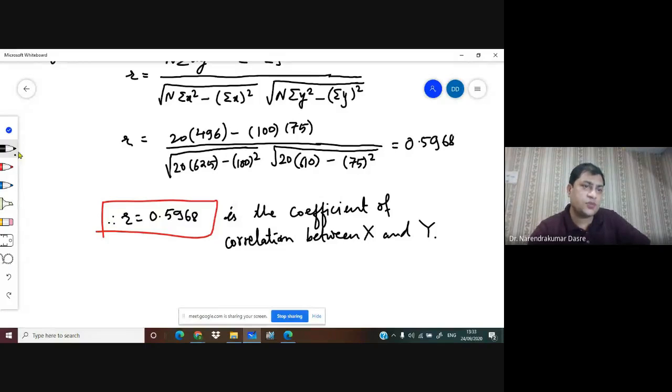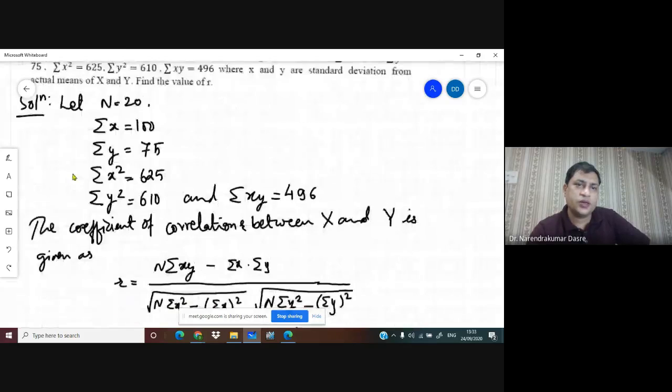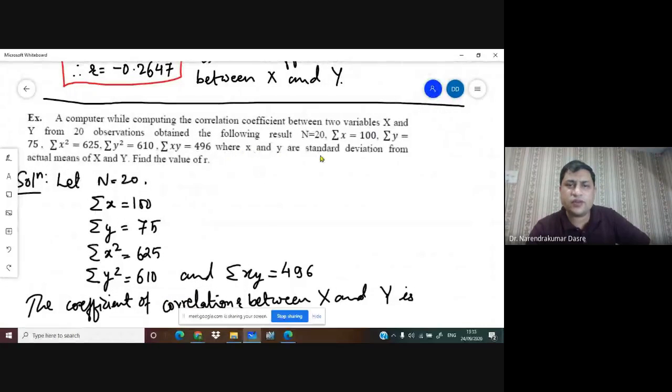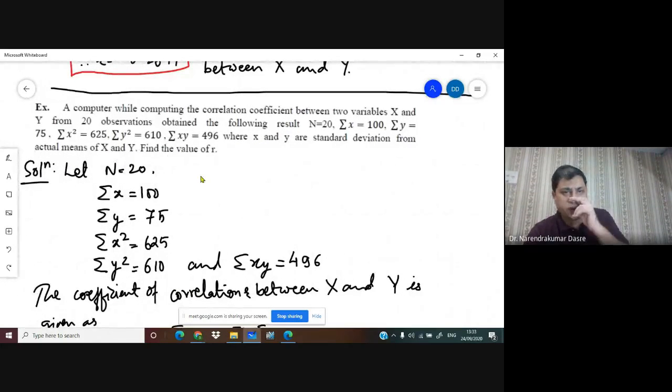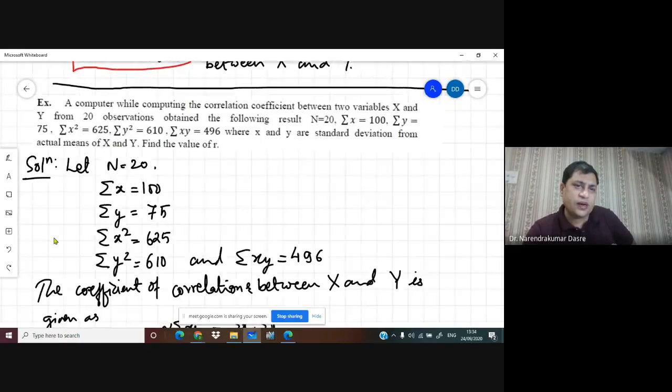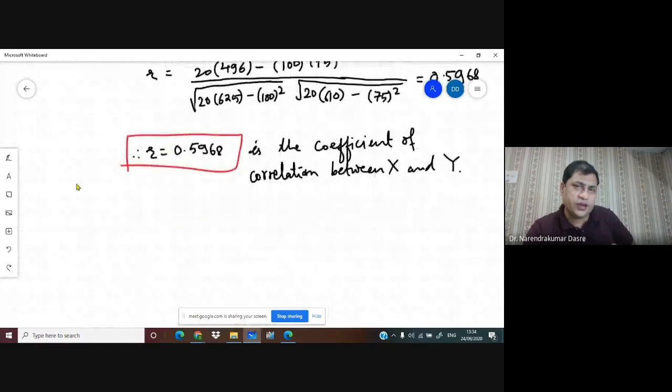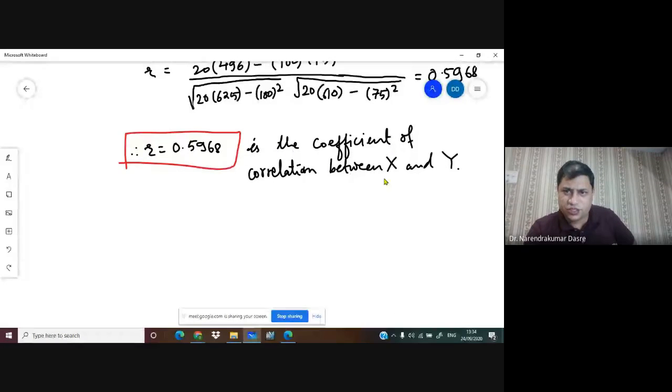See, this small x and small y are the processed variables. Okay, so it is given where x and y are the deviations from actual means. So find the value of r. It is going to be this value r. So we have to find the r for capital X and capital Y always. Okay, so we have to be careful that this is going to be the coefficient of correlation between X and Y.